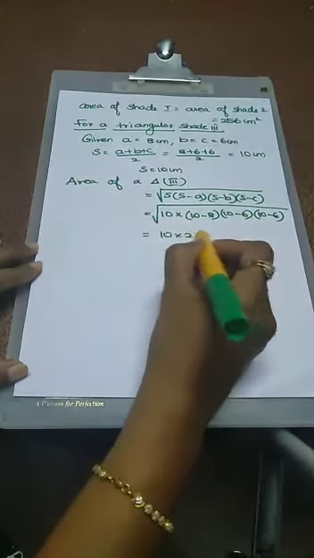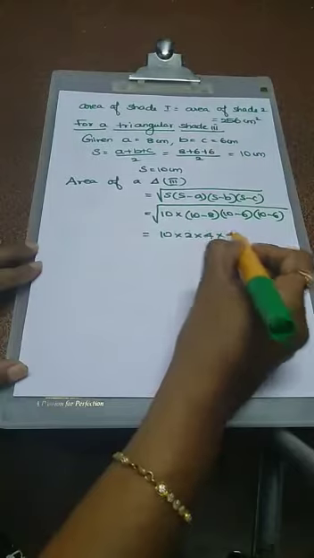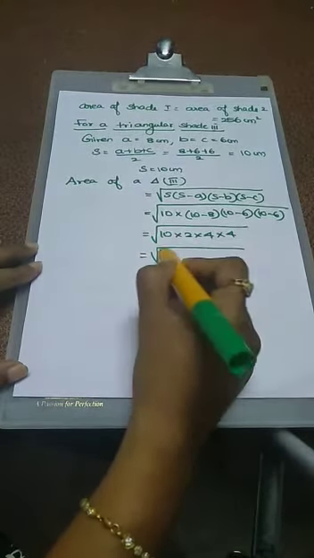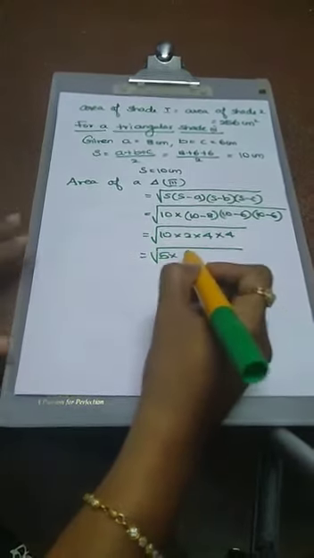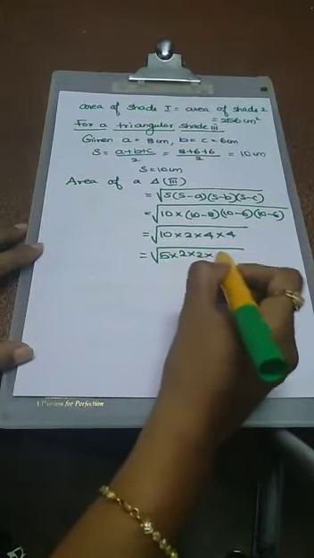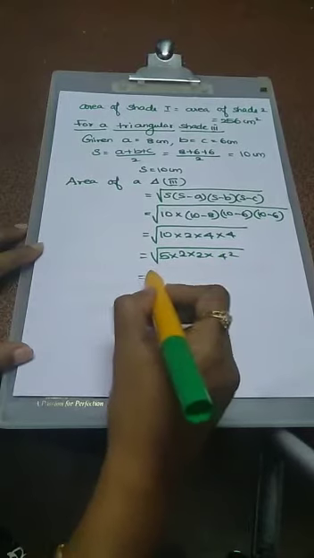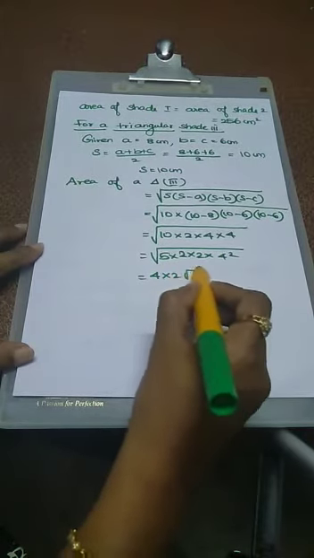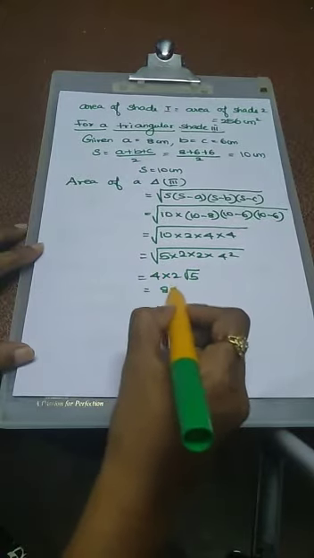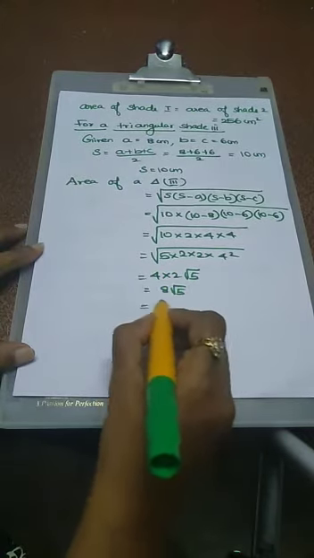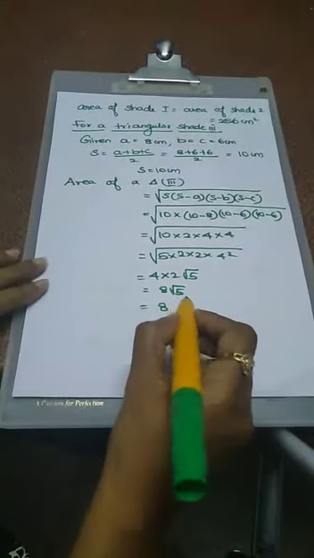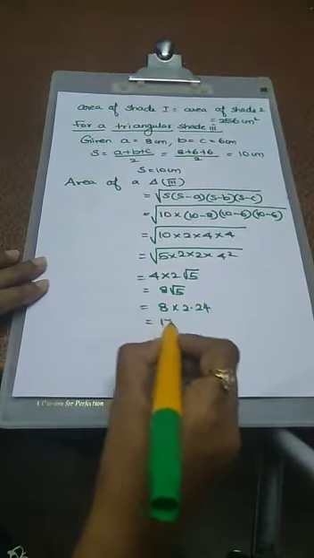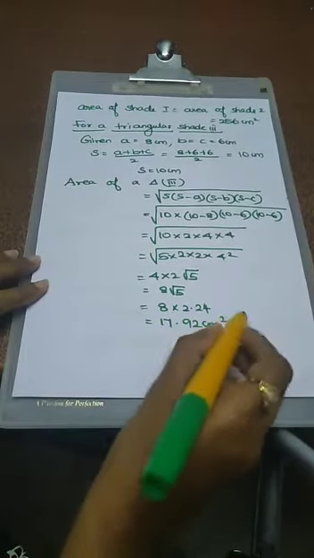Now 10 into 2 into 4 into 4. So what is the value? How can we split the value? 5 into 2 into 2 into 4 square only. So 4 square means we directly take the value 4 out of the square root. Then 2 also, we have 5 value. So 8 root 5. Apply the value of square root of 5, that is 2.24, no. So 2.24. Multiply the value, we get 17.92 centimeter square.